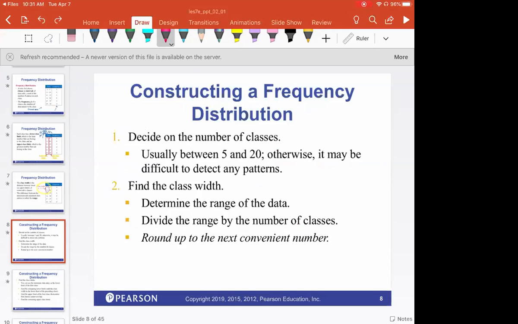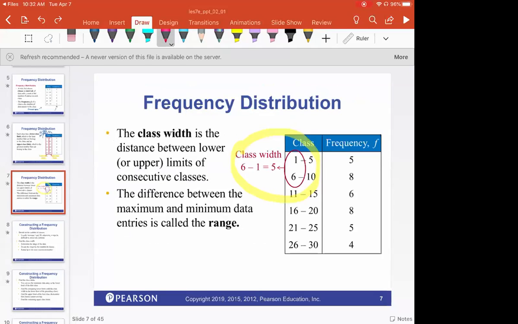Constructing a frequency distribution. So first, you're going to decide the number of classes. Now, let's take a look at this one. So we have how many classes? We have 1, 2, 3, 4, 5, 6. We have 6 different classes.